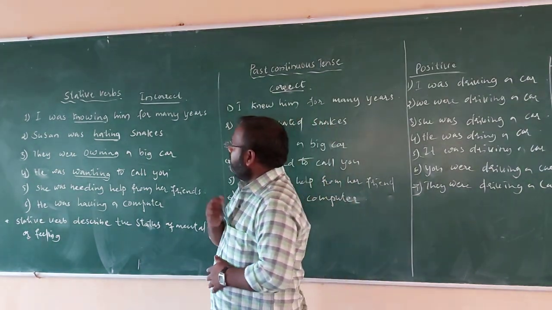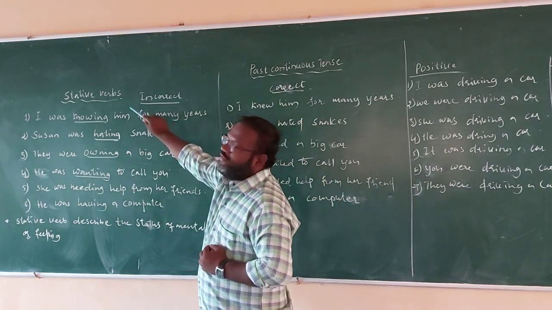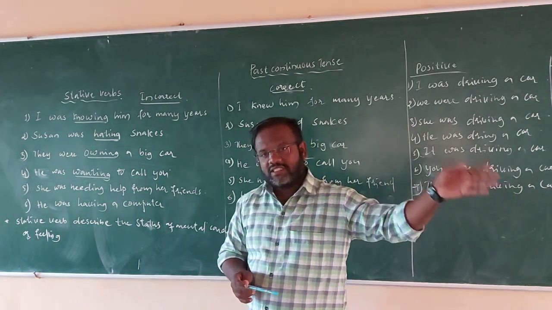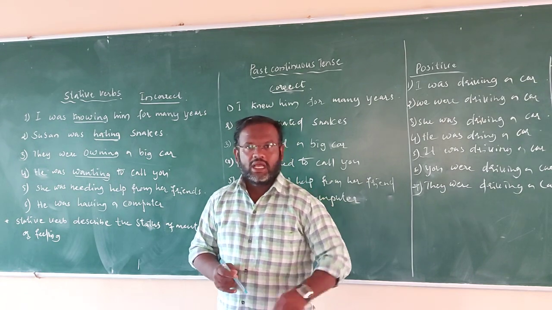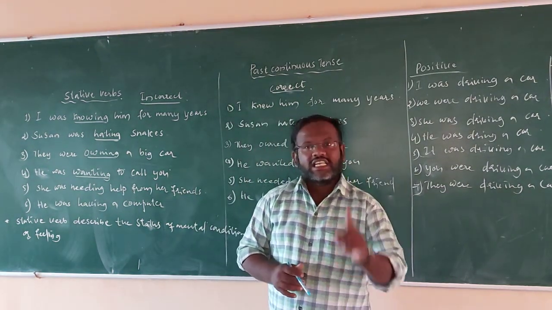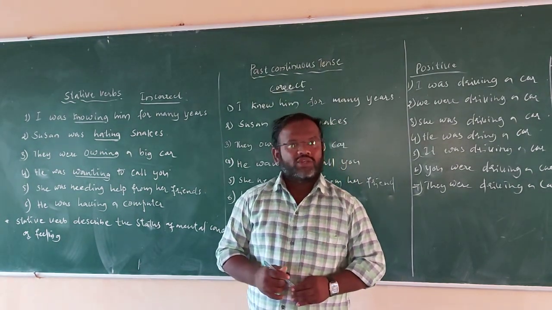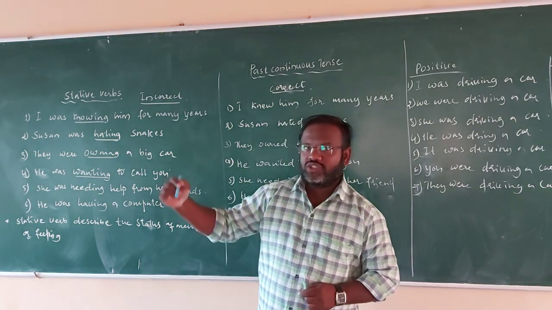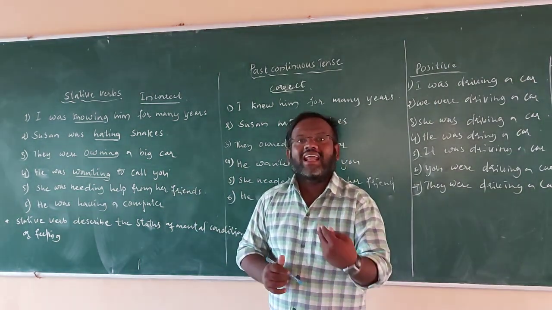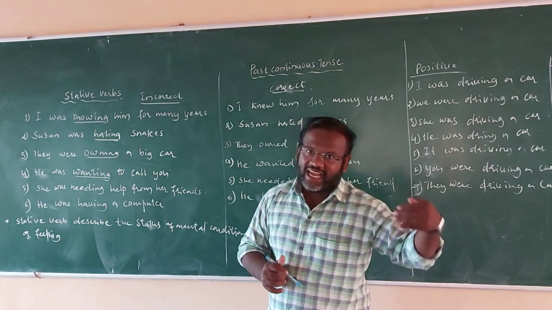First of all, we should not use the past continuous tense with the stative form of verbs. As we have already discussed in the previous classes, verbs are classified into two different types: stative verbs and action words. Action words are like ride, cut, jump, drive, run. These are the words which show an action, so they can be called action words.